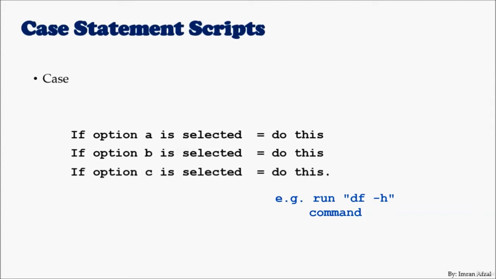So these are the different options. And what exactly A or B or C is going to do depends on what command you assign to them. For example, if you assign A to output the date on the screen, it will output the date if A is selected. So now let's look at the script.